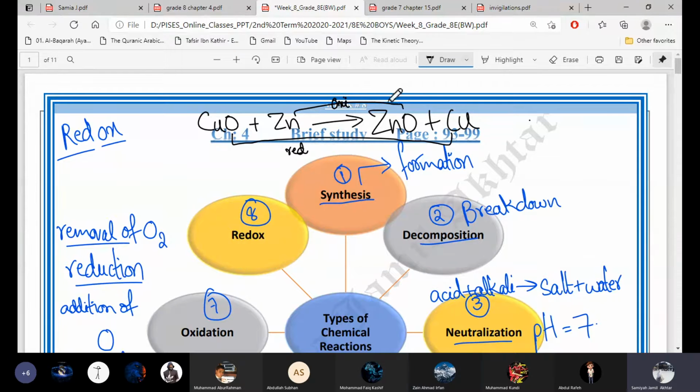See, in this type of reaction, oxidation and reduction are happening simultaneously, at the same time, in the same reaction. So this reaction is a displacement reaction, and it is a redox reaction also. So there are many reactions which are of more than one kind.